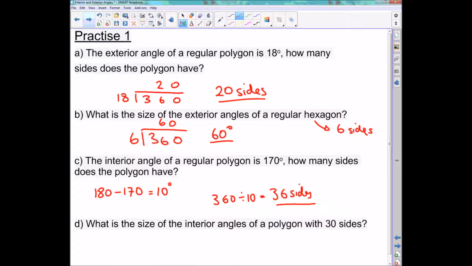Okay, so lastly down the bottom here, I want to know the size of the interior angles of a polygon with 30 sides. So I start off by finding the exterior angles out, which is 360 divided by 30. So 30 goes into 36 once with 6 left over. 30 goes into 60 twice. So I've got an exterior angle of 12 degrees. Now all I need to do is take it away from 180 and I get 168 degrees for my interior angles of a 30-sided polygon.